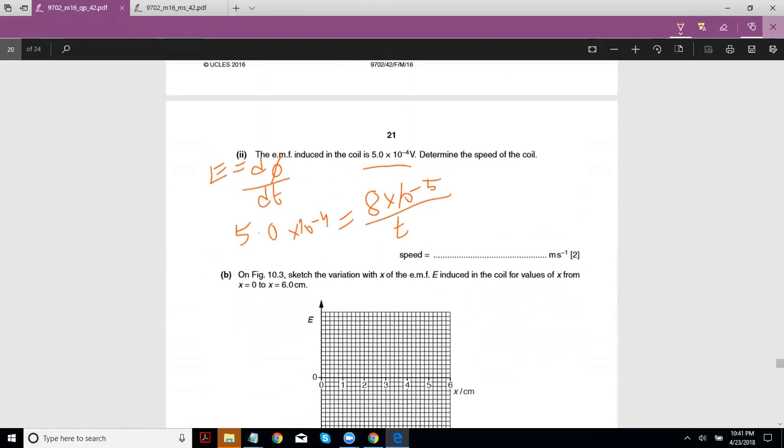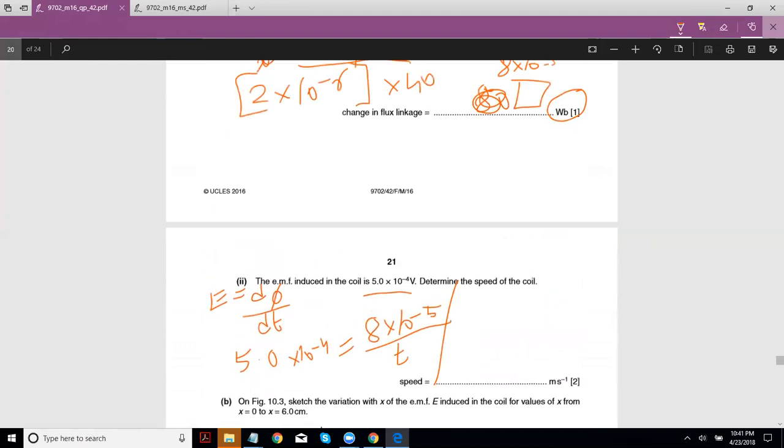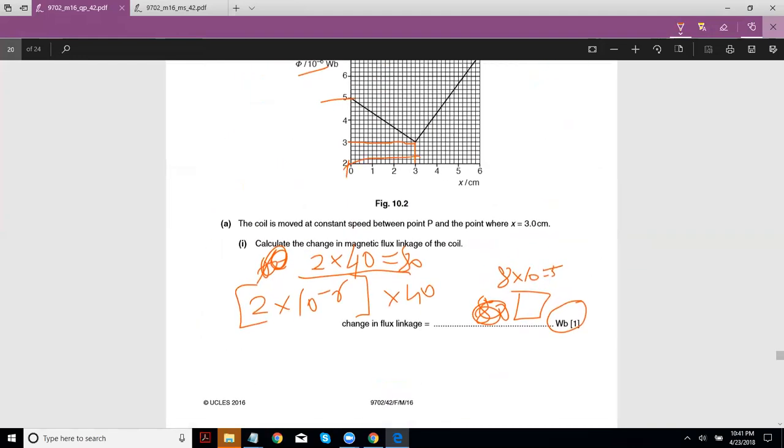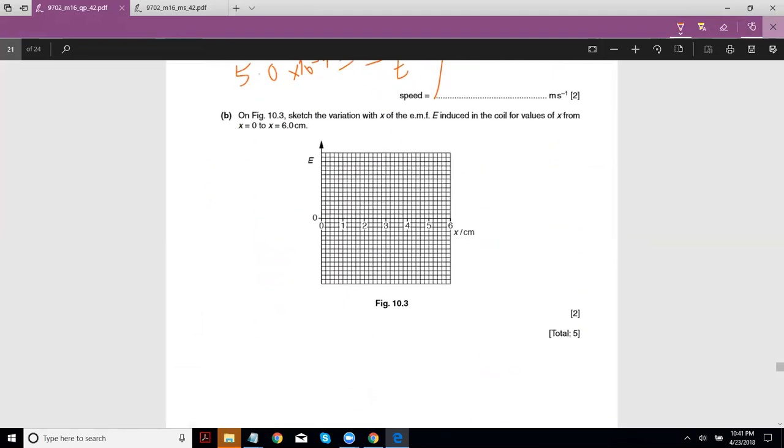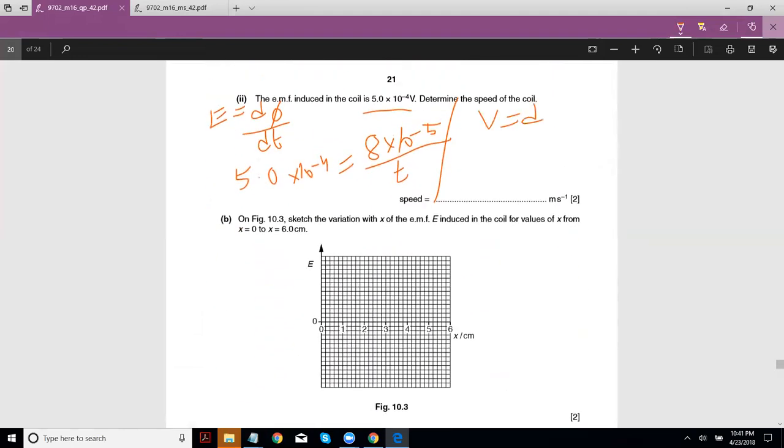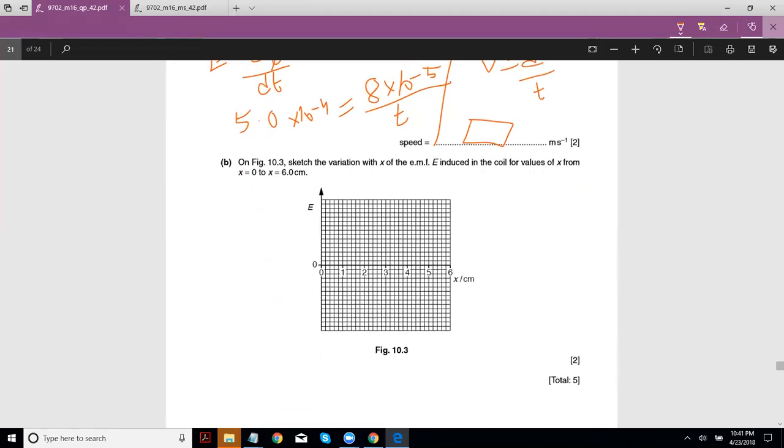Yeah, so you calculate time, and you know that it's traveled 3 centimeters here. So you use the formula speed is equal to distance upon time, and you calculate speed.